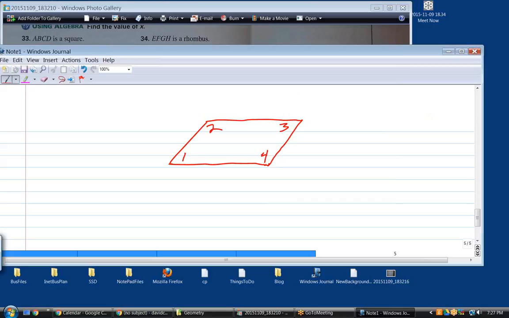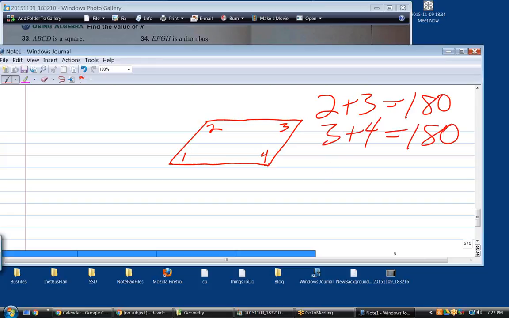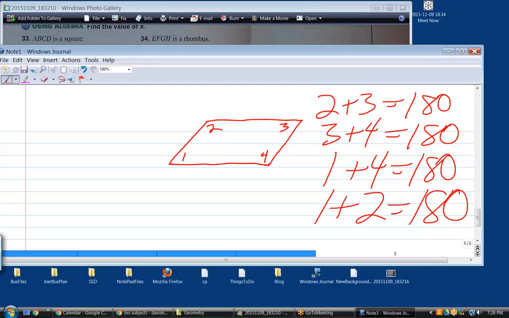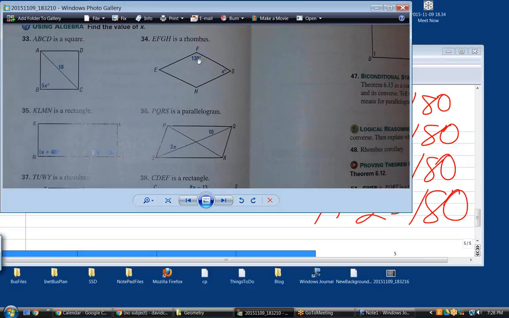In other words, 2 plus 3 is 180. 3 plus 4 is 180. 1 plus 4 is 180. And 1 plus 2 is 180. In other words, adjacent angles. So those two are adjacent, so that makes the problem really easy. Well, how much is x? 180. Wait, so what's the definition of adjacent again? They're angles that are next to one another.